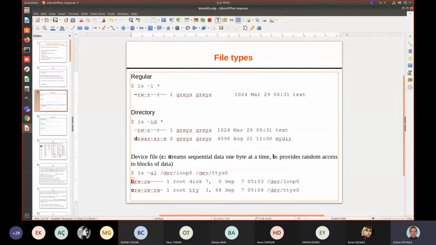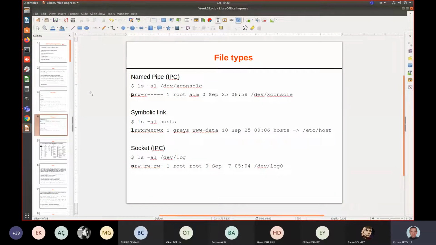Now c corresponds to character devices. And what is the difference between character devices and block devices? So between c and b. c corresponds to character devices which stream sequential data. A sequence, a flux of data, one byte at a time. Whereas in the case of block devices, such as hard drives, they provide random access to blocks of data. So in one case, you read bytes one at a time as a flux of data, but in block devices, you read entire blocks and you can read them in a random access strategy, which is not possible with character devices.